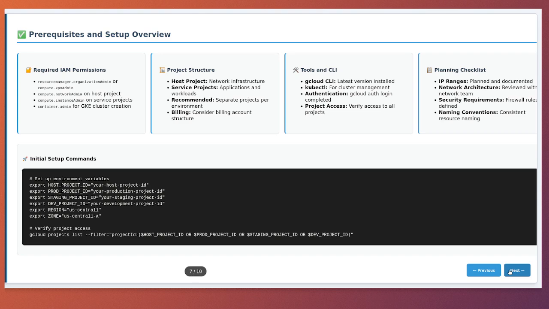Finally, think about your organization's network architecture. Do you have on-premises networks? What IP ranges are already in use? These considerations will affect your IP planning decisions.